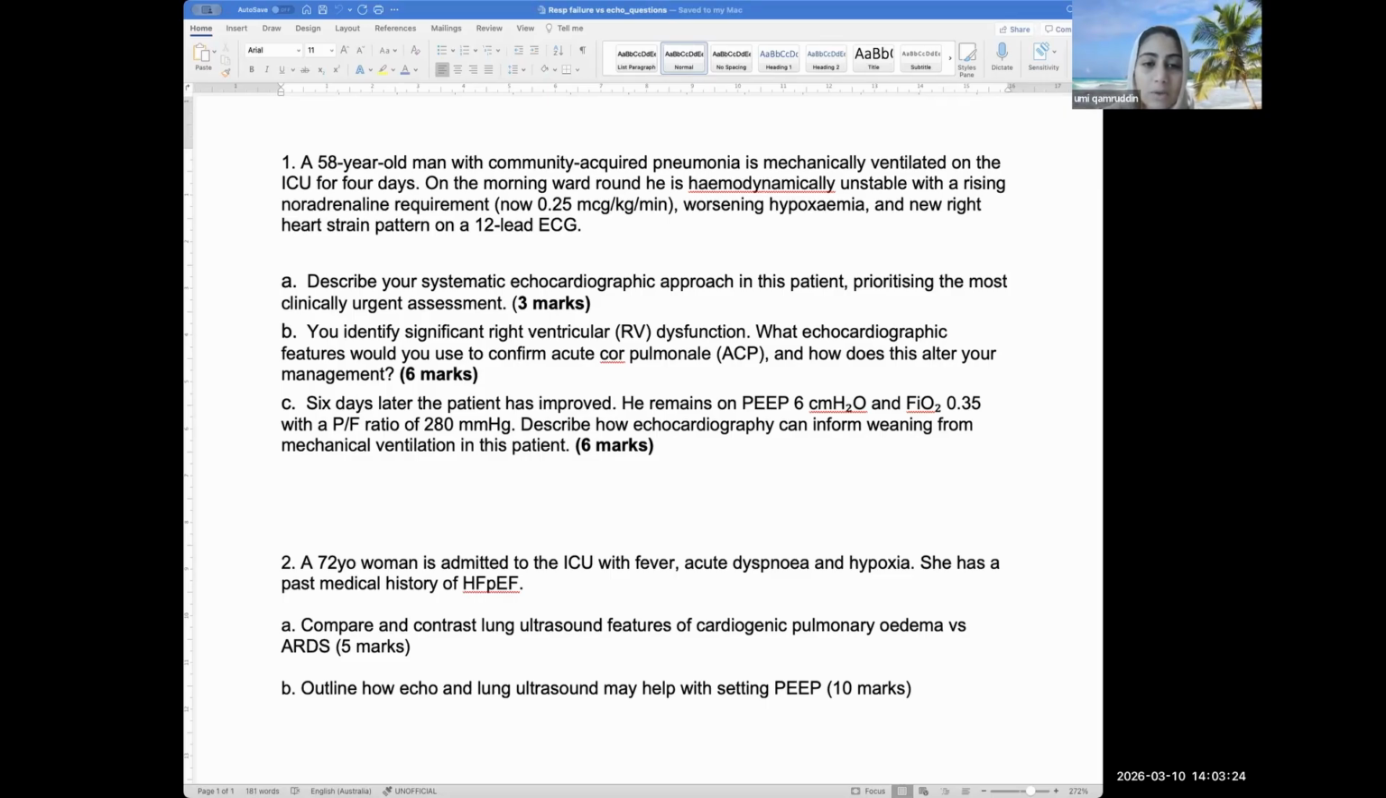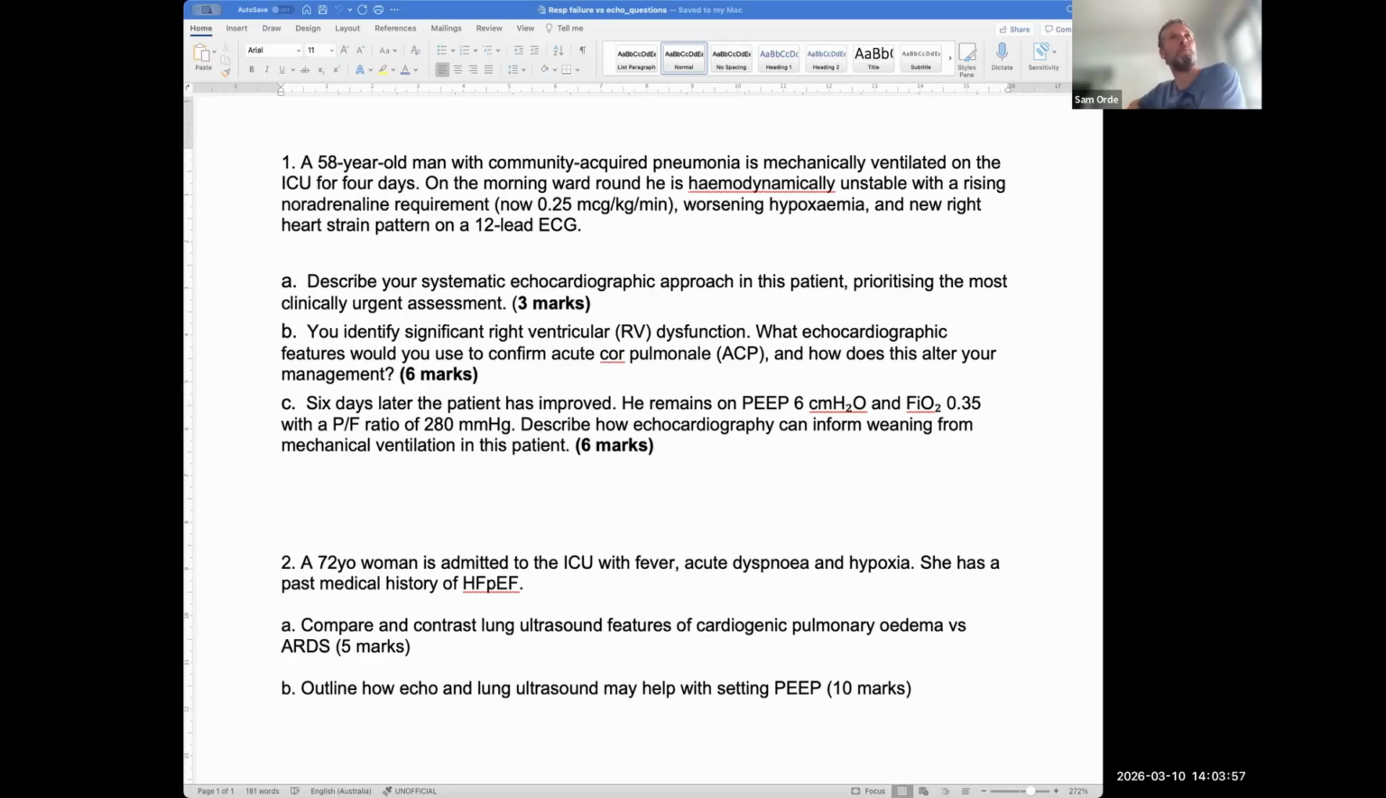And finally, exclude any other reversible causes of hemodynamic instability like myocardial effusion or tamponade, any significant valvular pathologies, and also use the echo to just estimate the volume status, looking at the chamber size and IVC assessment. The priority in this instance is really to rapidly identify acute pulmonary or massive PE because there's the new right heart strain on ECG with worsening hypoxemia and shock state.